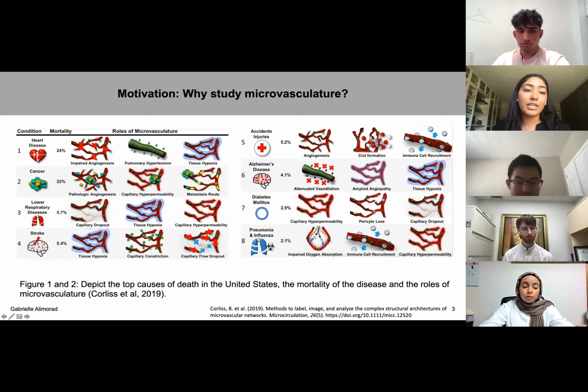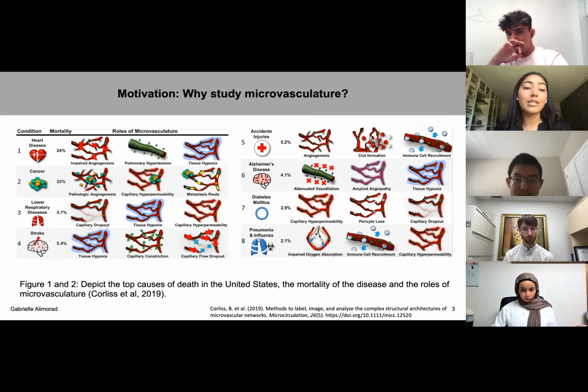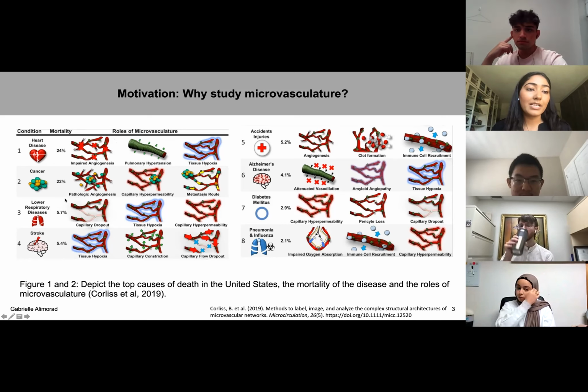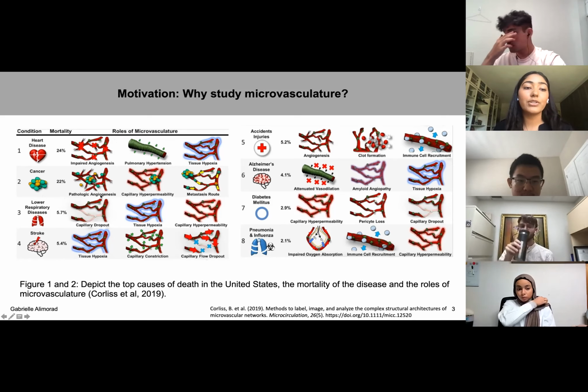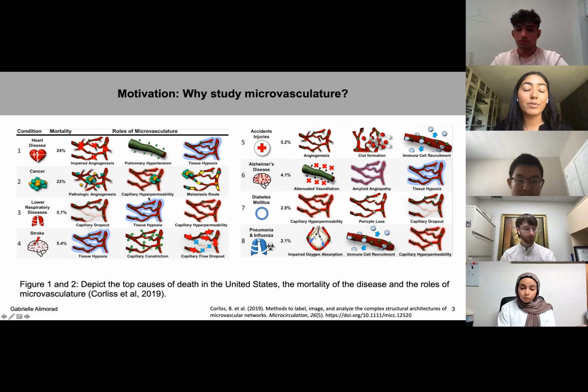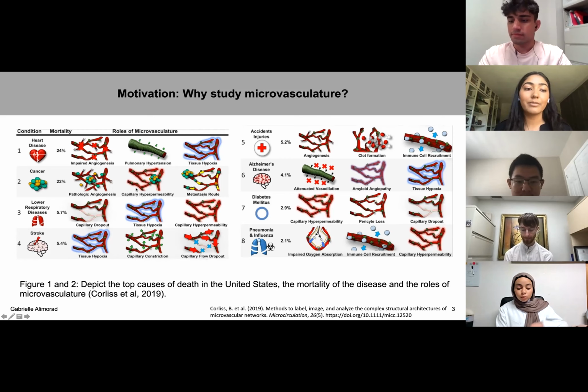So as you can tell here, the roles of the microvasculature in these diseases are very abundant, and there's a wide variety of different roles that they hold. In some cases, like in accidents and injuries, the microvascular networks respond in ways that you want them to respond in order for you to heal. But in other cases, it actually helps the disease progress. So in cancer, the pathological angiogenesis and capillary hyperpermeability are both things that actually help tumor metastasis occur.